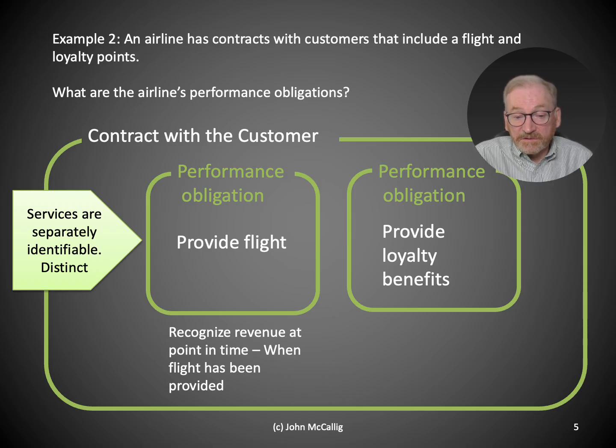Now, of course, the customer will have paid us for this flight in advance, generally. So that will mean that we will have significant amounts of contract liabilities on the liability side of the balance sheet. These contract liabilities represent the obligation the airline has to provide the flight to the customer when the customer actually takes the flight.